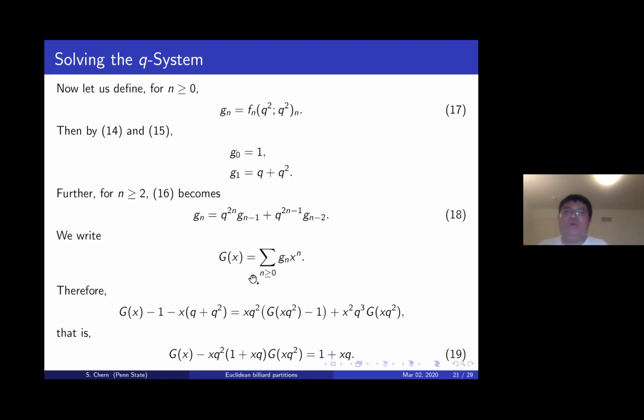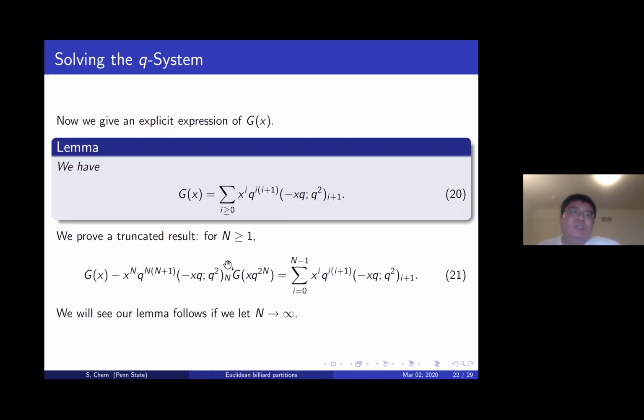And the next thing, we define capital G of x as a generating function for small g. And then we can find a Q-difference equation for capital G, which is this relation. So here, capital G of x minus this guy times G of x q squared is equal to 1 plus x cubed. And finally, from this Q-difference equation, we can find an expression for capital G. So here, the expression for capital G is this infinite sum. And for the proof of this lemma, we only need to prove a truncated result. And so here, G of x minus this guy.